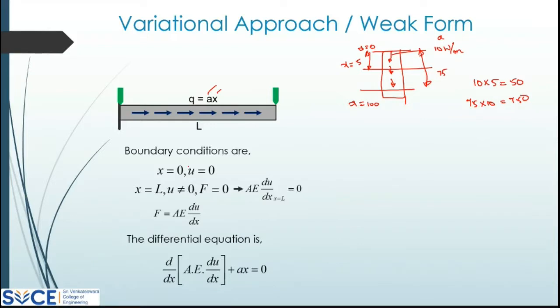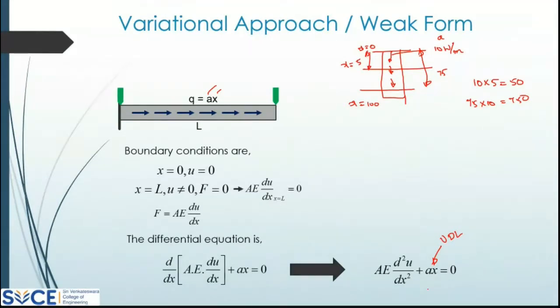So you have this. I am writing it as an equation. What is my equation? AE d square u by dx square plus ax is equal to 0. This purely depends on UDL. If there is no UDL, this will become 0. Like this is what we solved in the previous problem. We considered AE d square u by dx square is equal to 0. Same thing, but if you have UDL, you will consider this also, which is a into x.